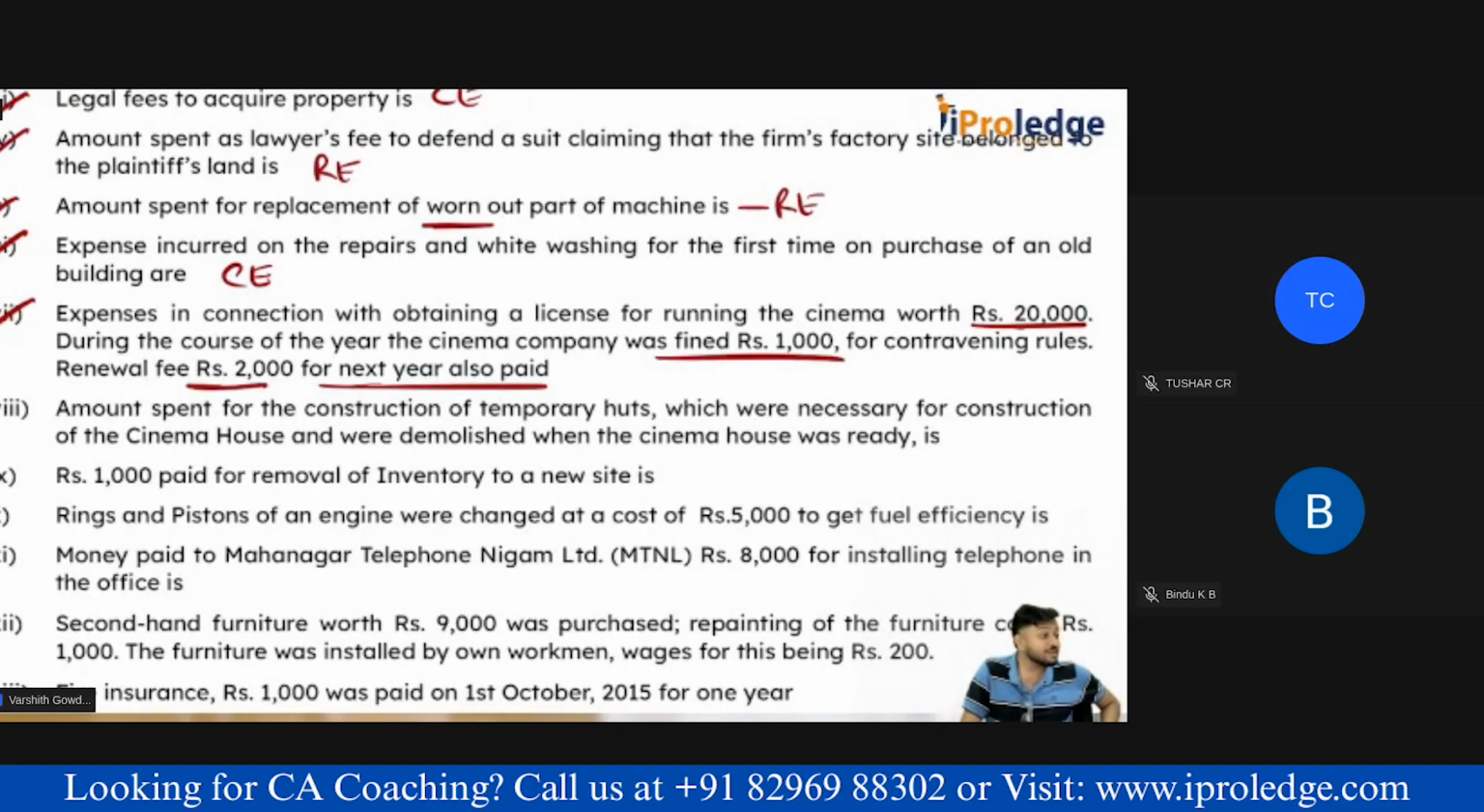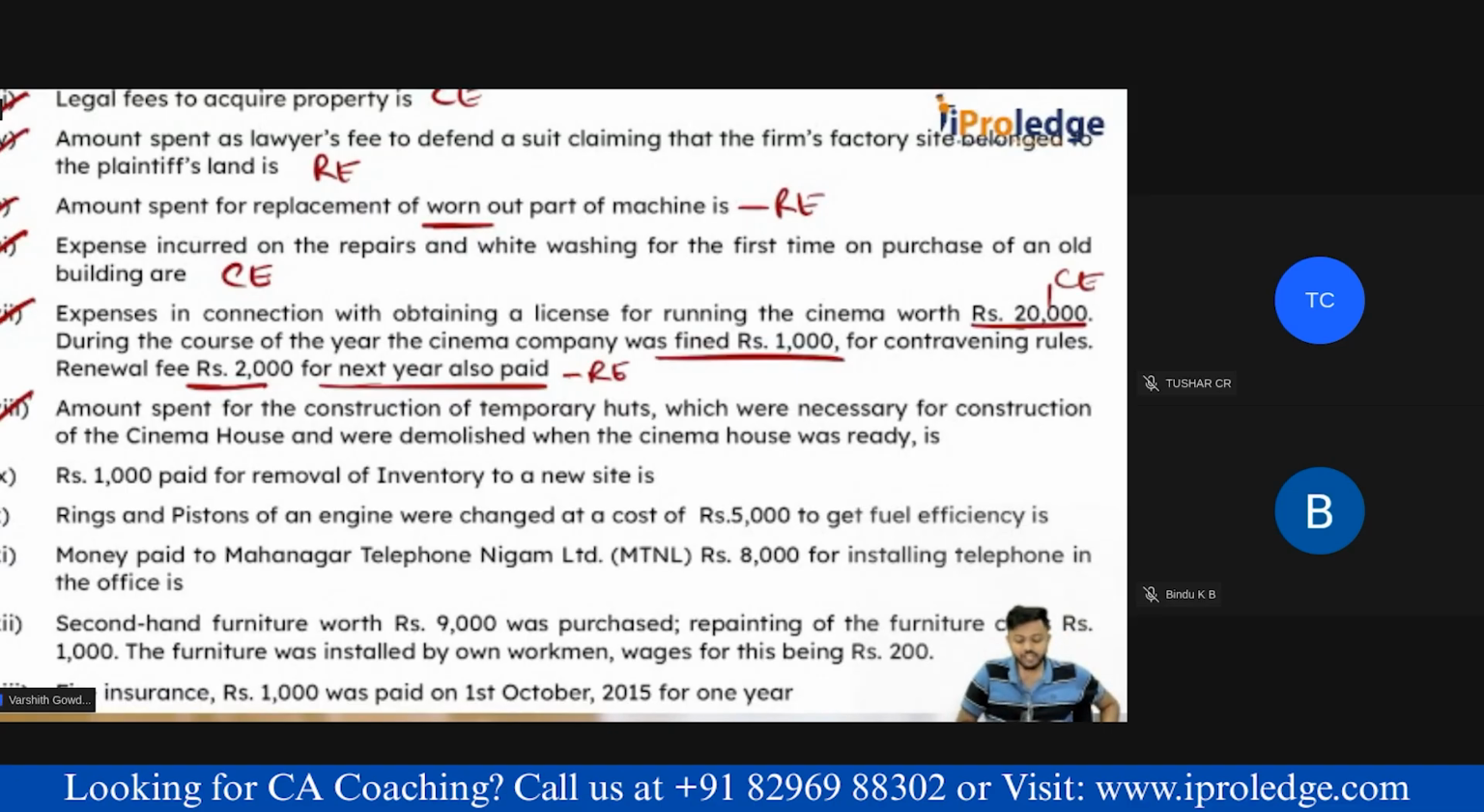Then renewal. What is renewal? To keep the license active, every year you have to pay renewal. Since you are paying renewal every year, for what period are you getting benefits from renewal? Only 1 year or less than 1 year? Yes, because you are paying renewal every year. So since the benefit is 12 months or less, it is revenue expenditure. These two are revenue, this one is capital.